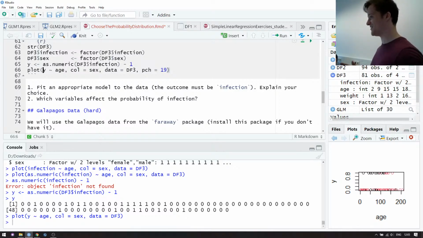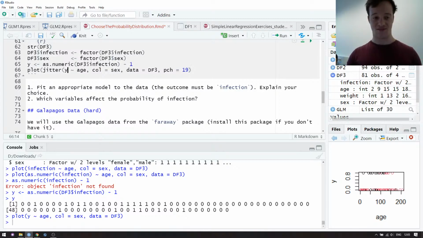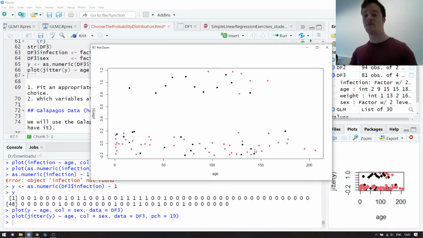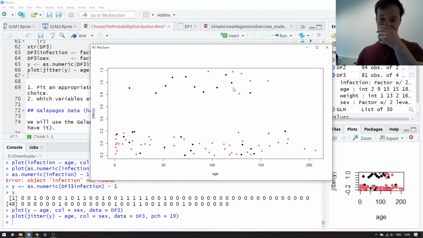Yeah, you know, when you're jittery, you're shaking. So jitter means to spread everything out a little bit randomly. So if I do this, now it looks like this, which is way better because now any overlapping values can be easily told apart, and we can still see, okay, these are the zeros, these are the ones. So this is already a little bit helpful. But it's still quite hard to see, is there more red compared to black here than here?